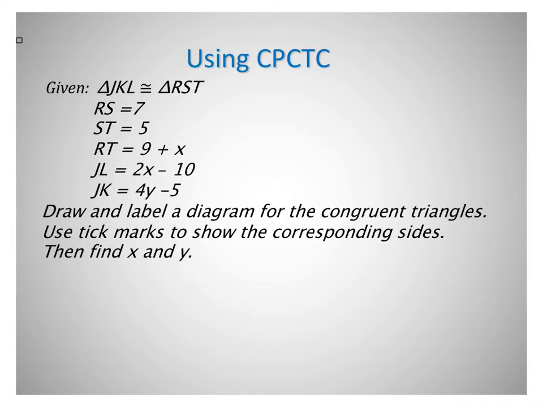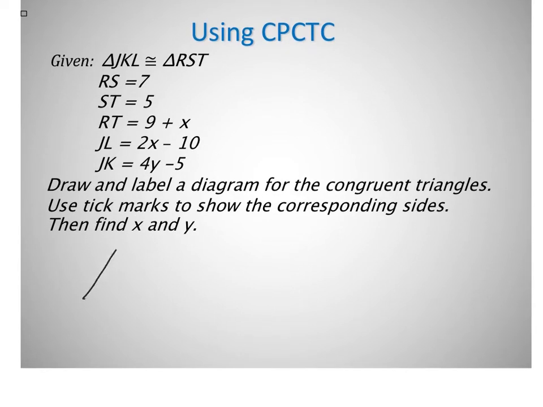It says we have triangle JKL is congruent to RST. Then they give us a bunch of segment lengths, and we're going to draw and label a diagram for the congruent triangles, use tick marks to show the corresponding sides, then we're going to find X and Y. So the first thing I'm going to do is draw two triangles. I don't know what kind of triangles they are as far as sides, as far as angles, so I just draw two triangles. Now if they told me JKL, I'm going to go JKL.